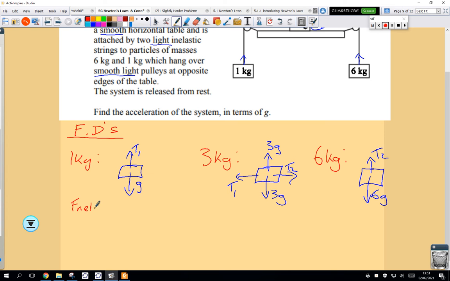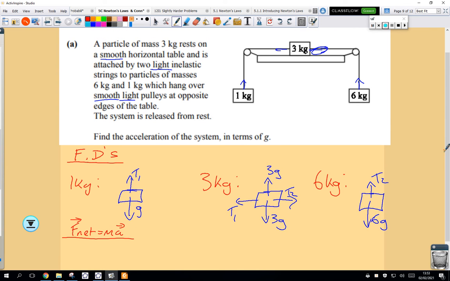F net equals ma. That's our force equation. From the first one, maybe think about what's going to happen based on the diagram. What I think is that that's going to go up. I think that's going to go right. I think that's going to go down just because of the masses given. So I'm going to call this up positive, this right positive, and this down positive. We don't have to worry about friction at all because everything is smooth.